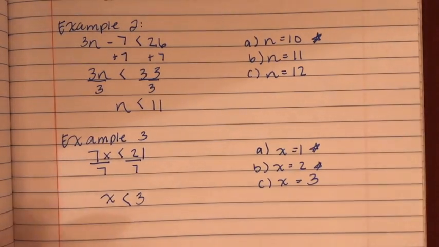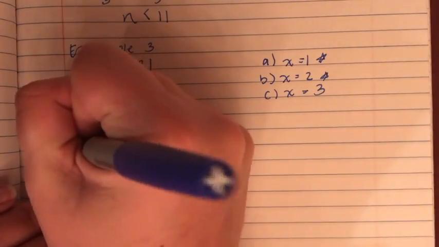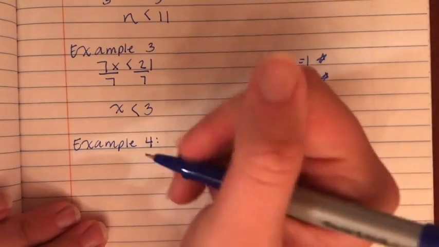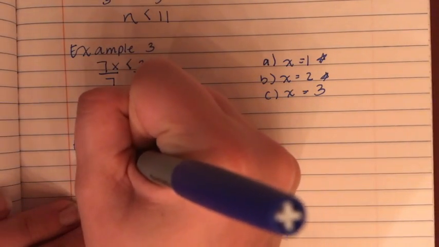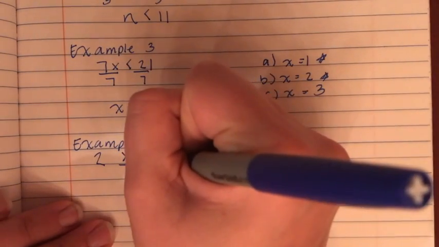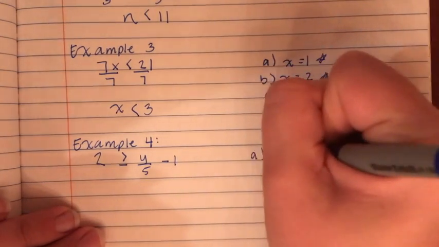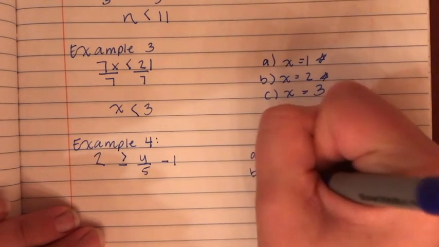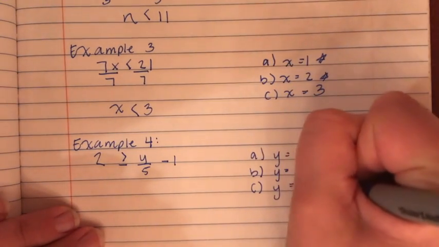Okay, let's do a couple more. Let's do example 4. 2 is greater than or equal to y over 5 plus or minus 1. And then my valid responses are A, y equals 15, B, y equals 20, and C, y equals 25.